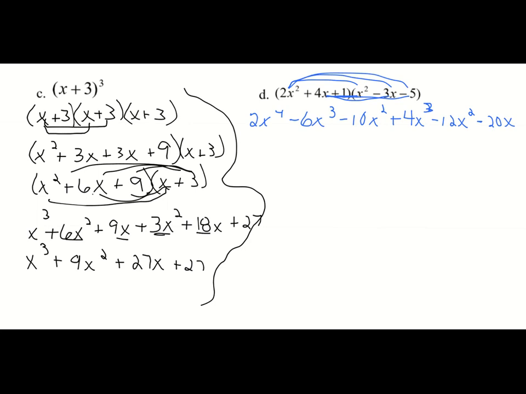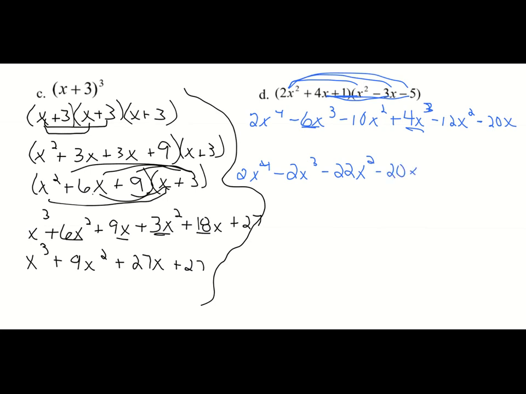What I'm going to do really quickly, though, I'm kind of running out of room. So I'm going to combine any like terms that I can right now. And then I'll do that again in a second. So I don't have any other 2x to the 4th. But I can combine my cubes. So negative 6x cubed and positive 4x cubed is going to get me negative 2x cubed. Negative 10x squared and negative 12x squared will give me negative 22x squared minus 20x.